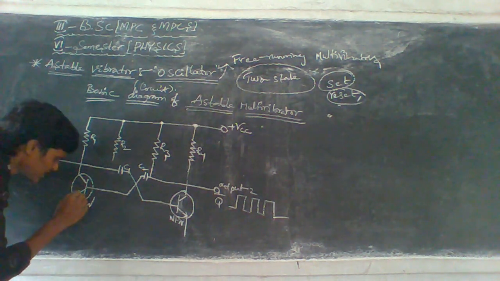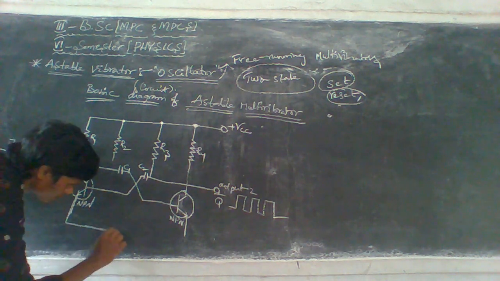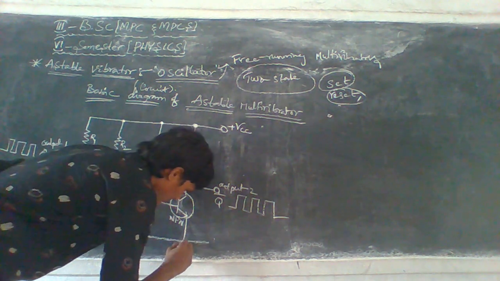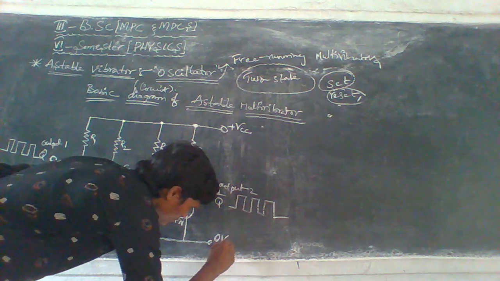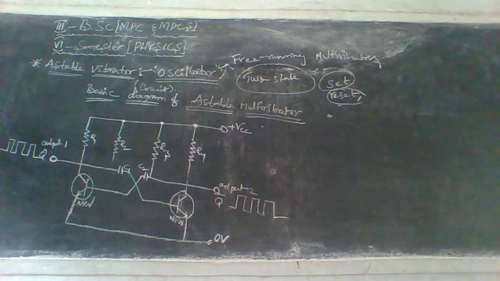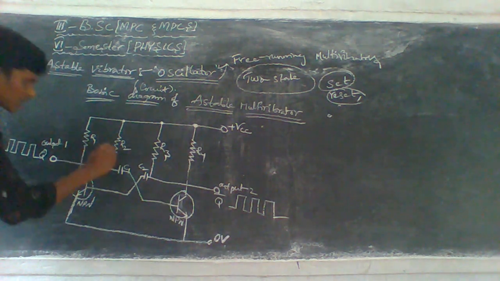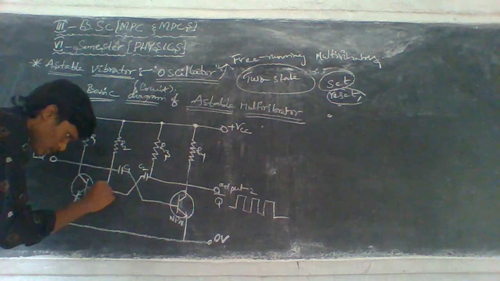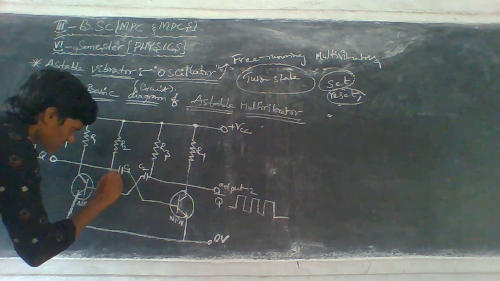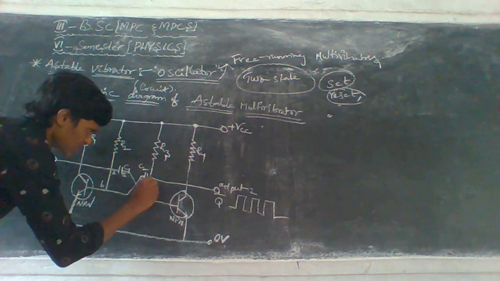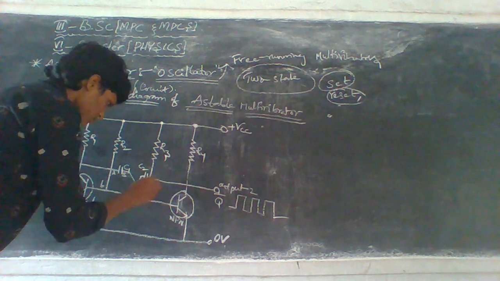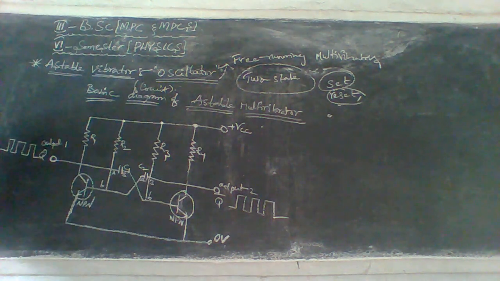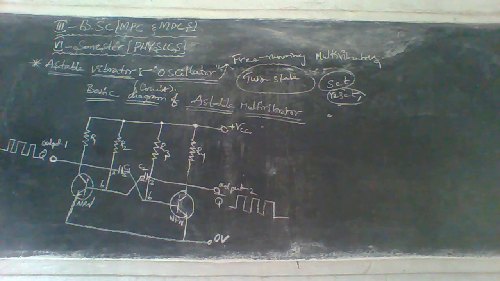This is also connected to 0 volts. R2 is connected to this point, B. So this is A and this is B. R3 is also connected to the base, B. So this is the basic circuit of an astable multivibrator.